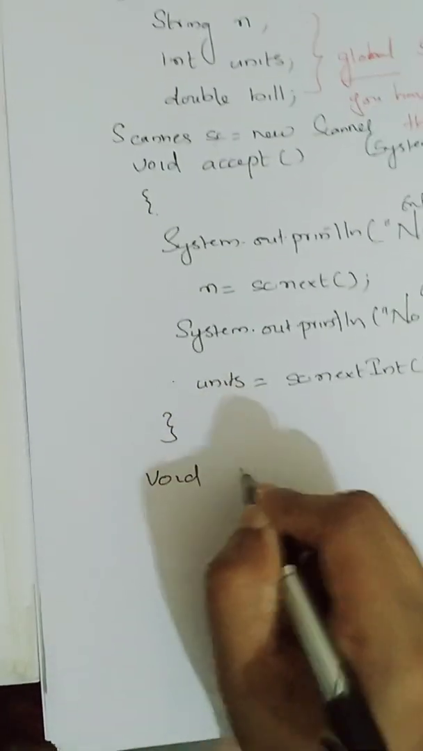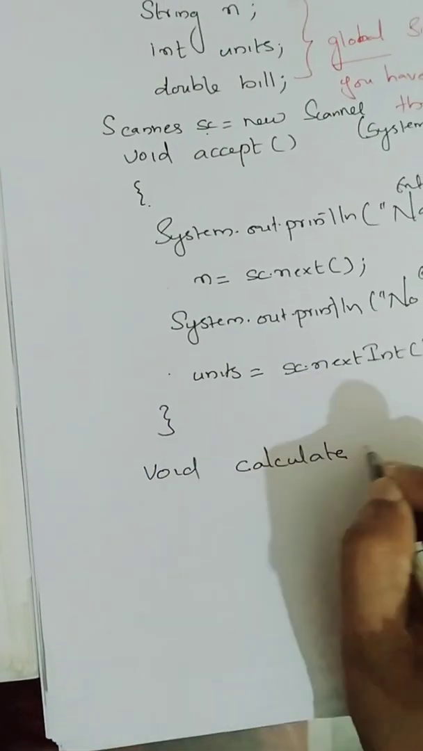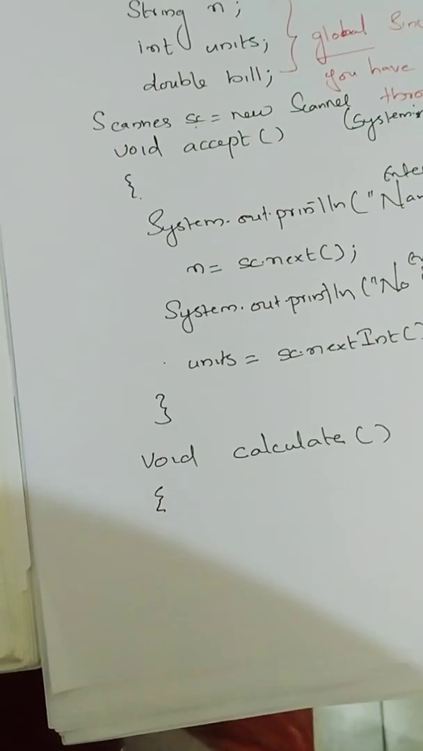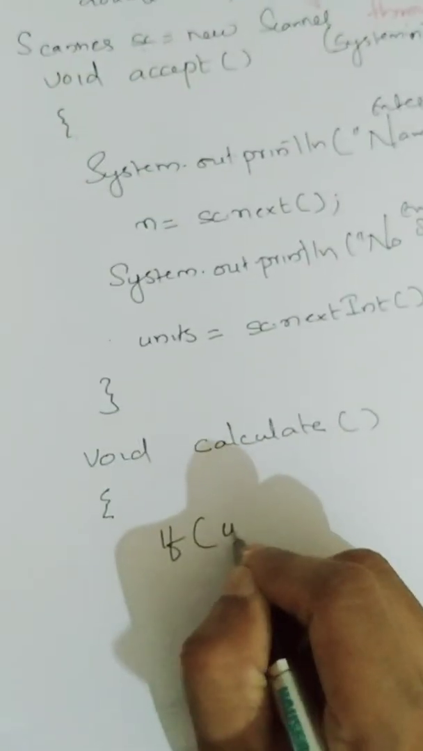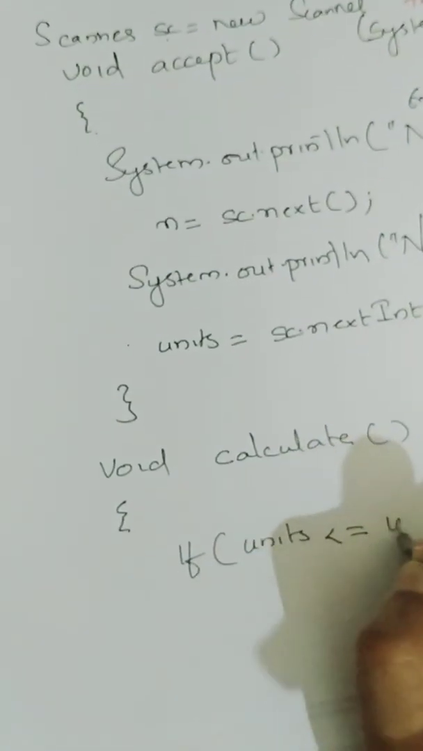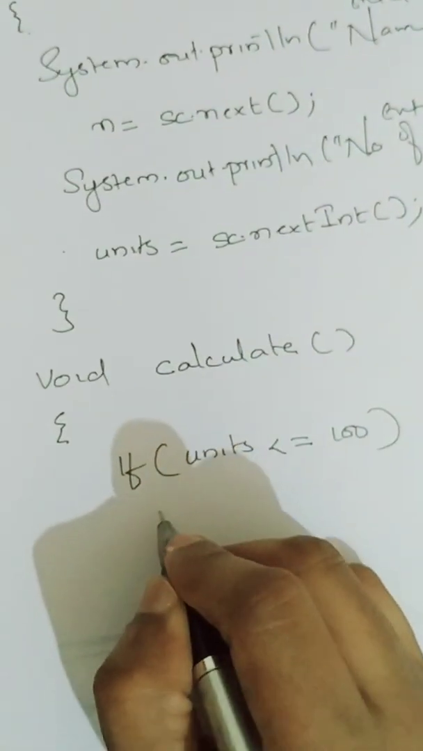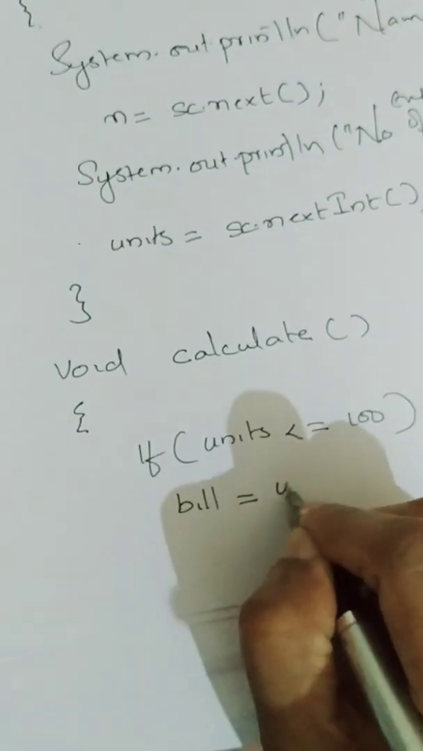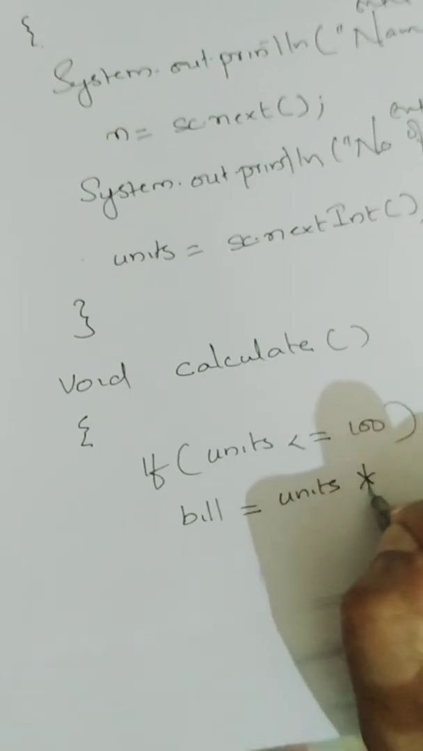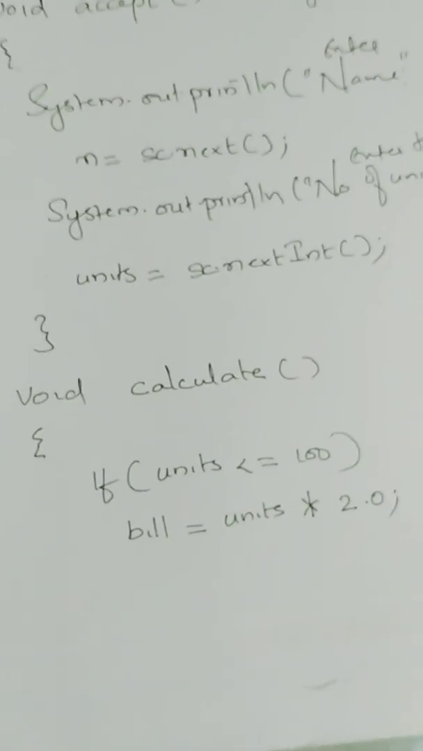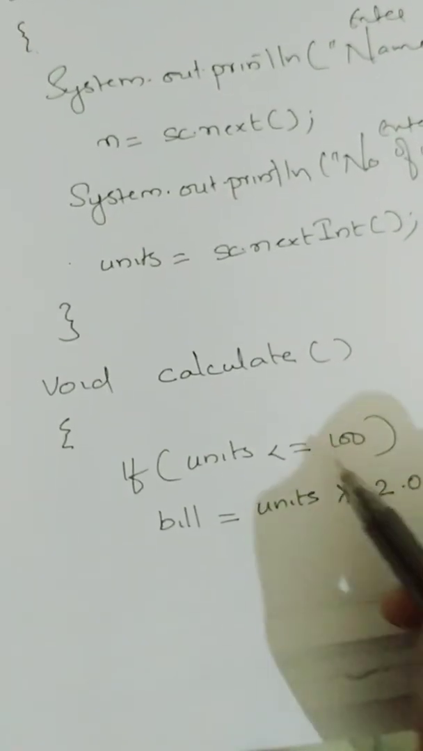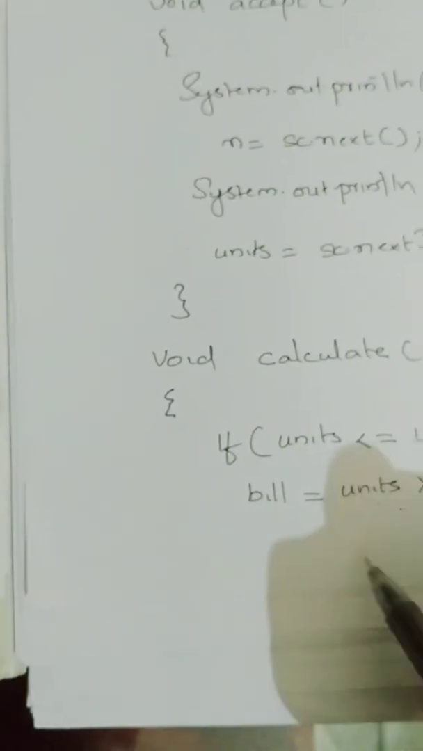Now the main important thing, calculate. Void calculate. You are going to calculate. So how will you calculate this? They have said that for the first 100 units it is rupees 2 per unit. So we'll check if your units is less than or equal to 100, bill = units * 2.0. Clear? Per unit it is 2.0.